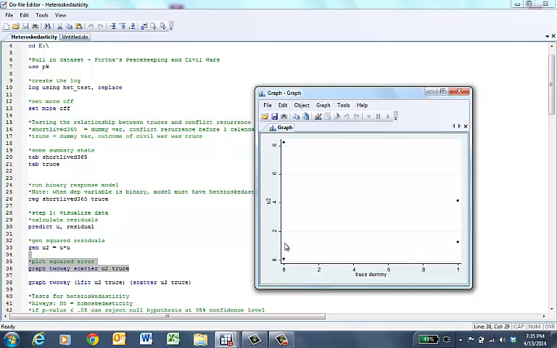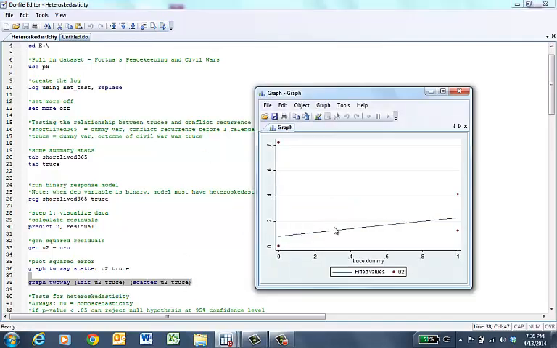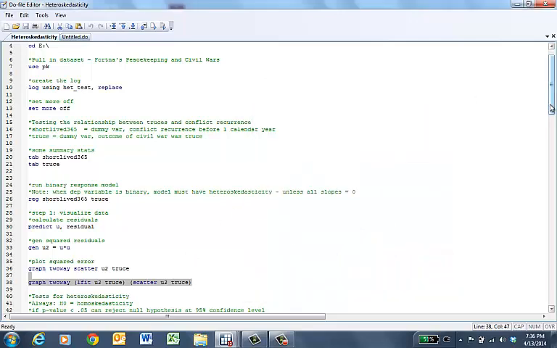Since these are both binary variables, you're going to see this spacing here. Even so, you can connect these dots and see a bit of a fan, which suggests that there is a problem with heteroskedasticity. Also, fit a line. So this suggests that there's probably an issue with heteroskedasticity in the model.